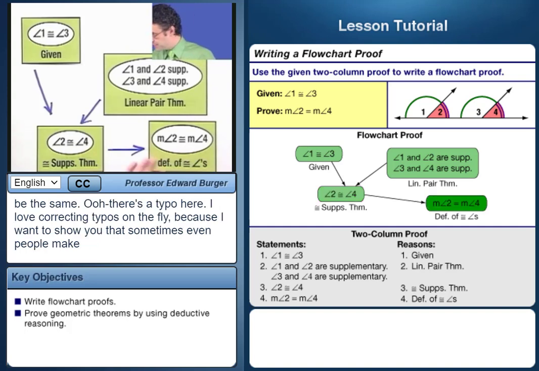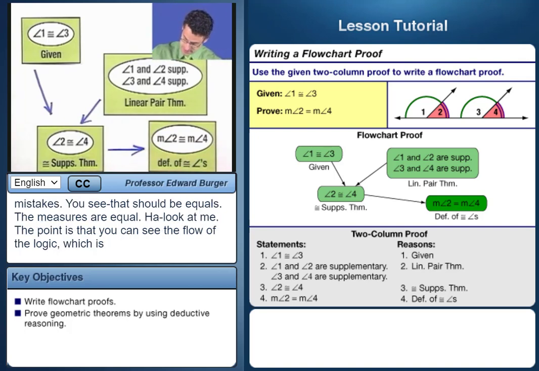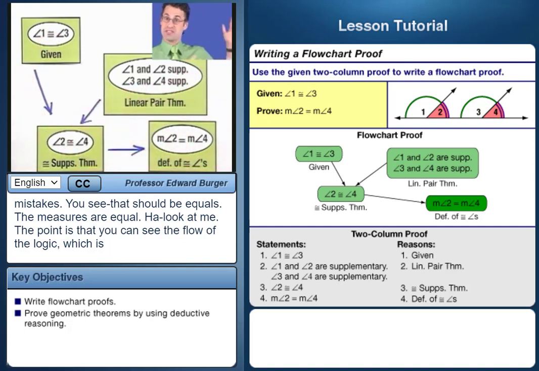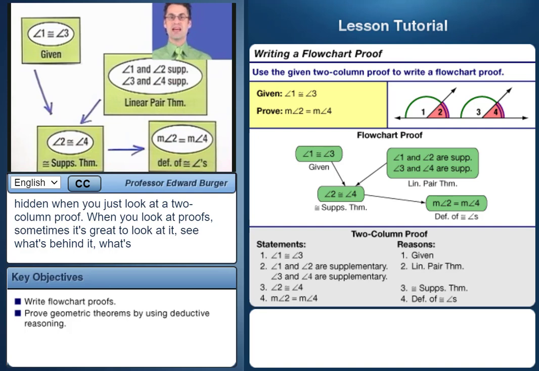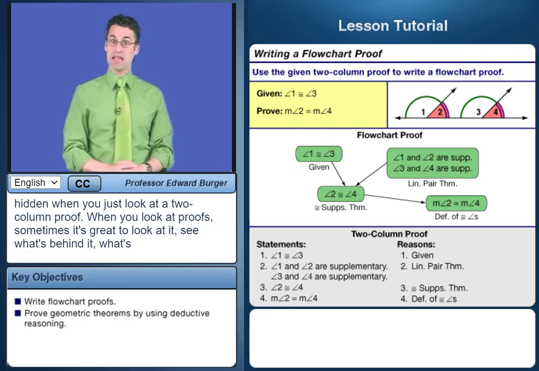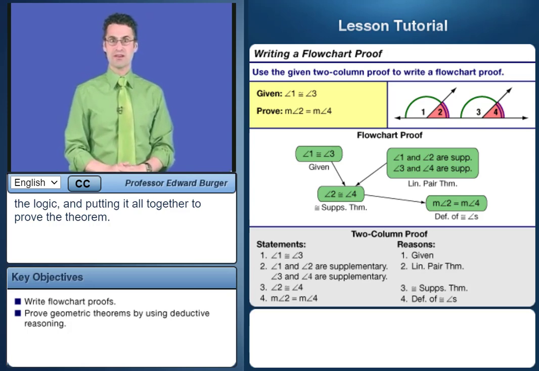Oh, in fact, there's a typo here. Oh, typo, wait. I love correcting typos on the fly because I want to show you that sometimes even people make mistakes. You see, that should be equals. The measures are equal. Ha! Look at me, on the fly, making the fix. So the point, though, is you can see the flow of the logic, which is hidden when you just look at a two-column proof. Anyway, when you look at proofs, sometimes it's great to look at it and see what's behind it, what's the logic, and putting it all together to prove the theorem.